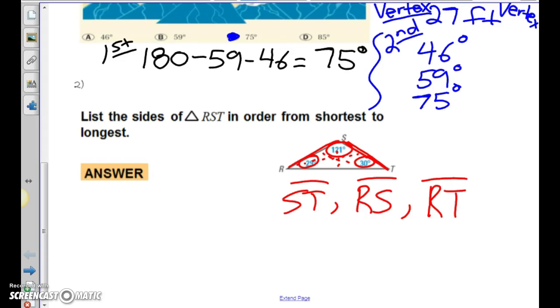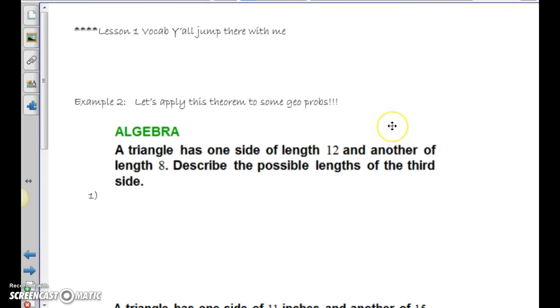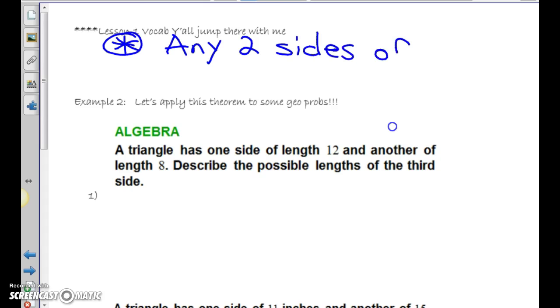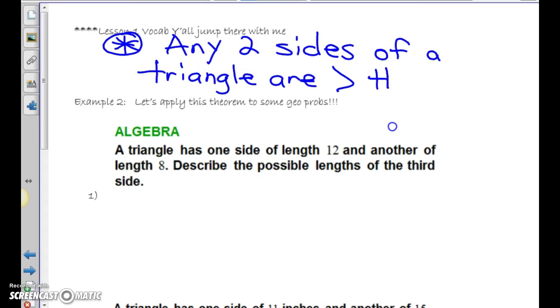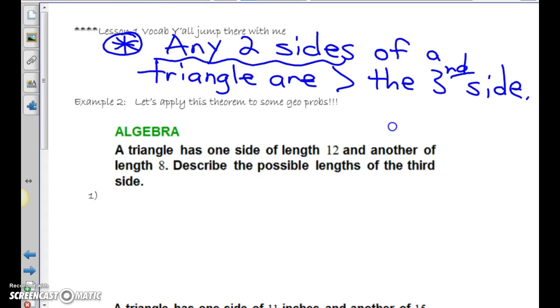Next thing we looked at. Now, this is when we jumped to our vocab and we looked at triangle inequality theorem. Remember what's important about that, and you can look at the picture we made with your vocab, is that any two sides of a triangle are greater than the third side. And since it has that word any two sides, you have to check all possible cases.